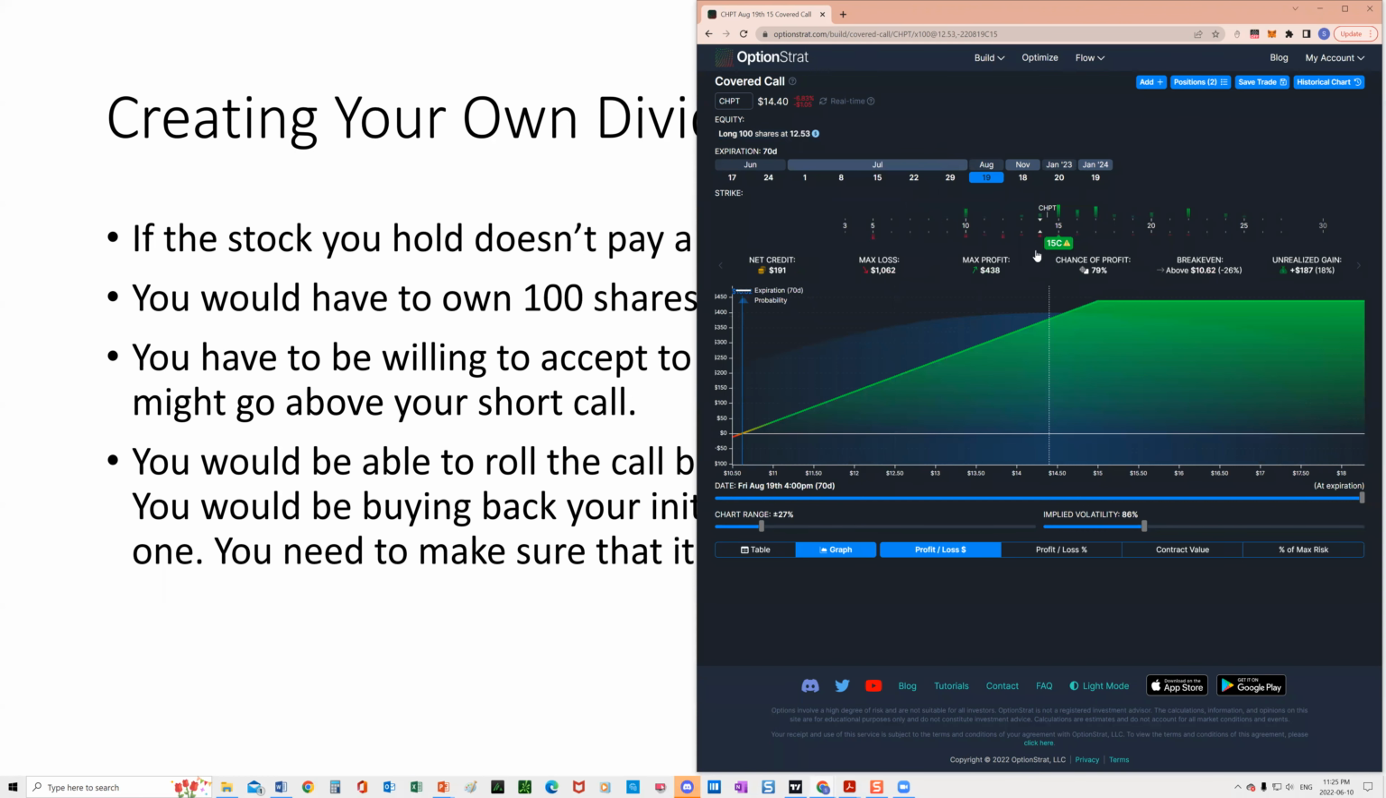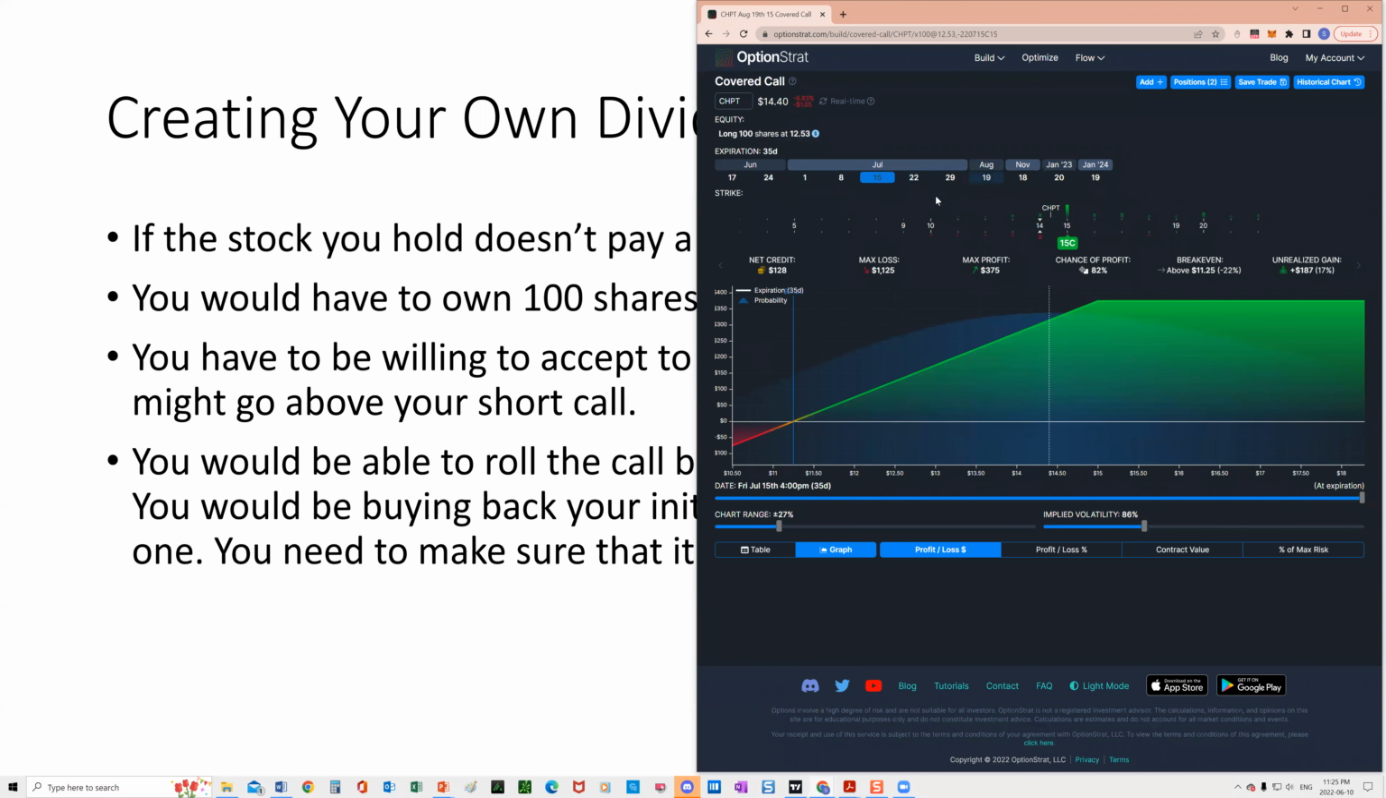And so you can see how you are basically creating your own dividend. You'll get a credit of $191, right? So you're selling that. Again, keep in mind, it's got a wide bid-ask spread, but then you can turn around and you can generate income from that. So if you bought it at $12.53, and then you turn around and you sold the 15 call, you can see how much you can start to generate from that.